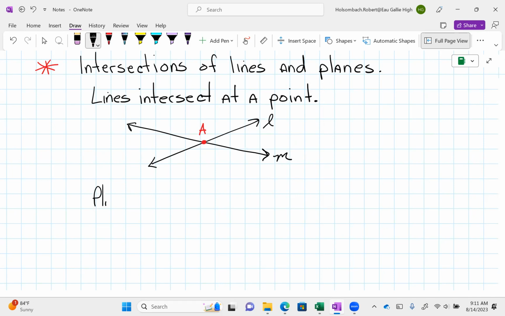Planes intersect at a line. Planes intersect at a line. Now, this is a little bit too hard for me to draw, but there's an example of plane A and plane B intersecting on the bottom of page 6. The blue plane B and the green plane A intersect at line R, don't they?